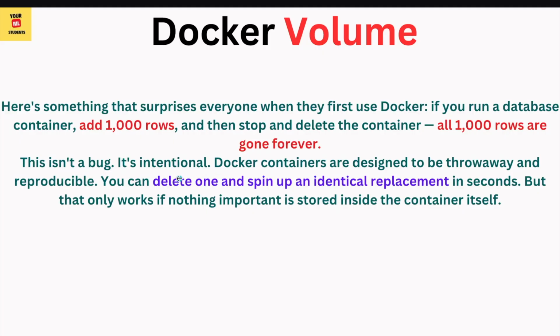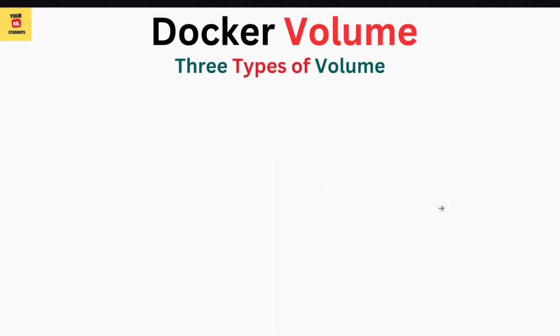This is not a bug, it's intentional. Docker containers are designed to be throwaway and reproducible. You can delete one and spin up an identical replacement in seconds, but that only works if nothing important is stored inside the container itself. So we need to understand volumes.